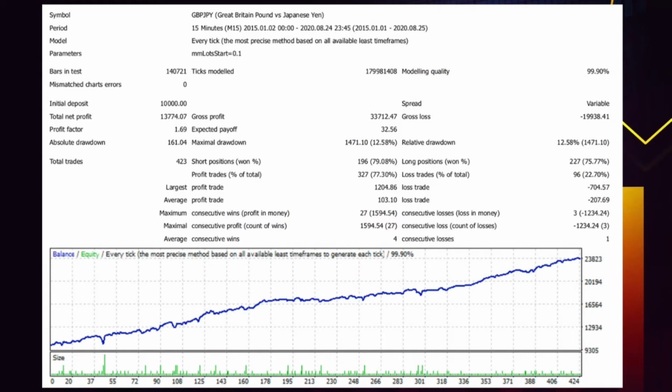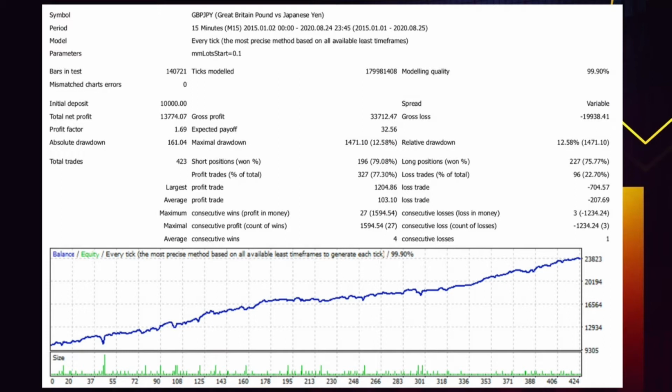Right, and this is the strategy tester results. As you can see, it is the pound yen pair we're looking at, 15-minute time frame, and we started this backtest on the 2nd of January 2015, and took it all the way to the 24th of August 2020. Initial lot size is 0.1, the initial deposit is $10,000, and it's returned almost $14,000 with a profit factor of 1.69.